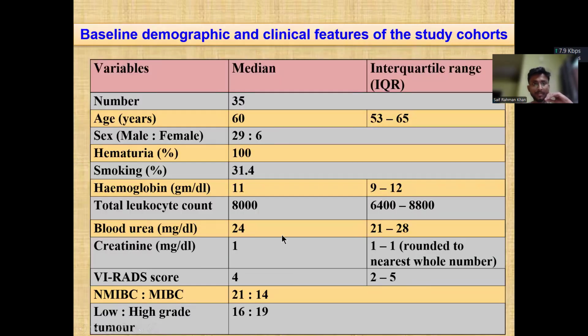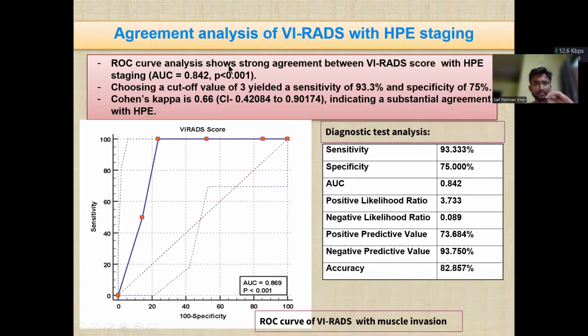Baseline demographic and clinical features of the 35 patients: 29 were males while 6 were females. Median age was 60. All patients had hematuria and 31% patients had a history of smoking. We also had the clinical parameters correlated. The median VI-RADS score was 4, while 21 had non-muscle invasive, while 14 had muscle invasive bladder tumor, and low to high grade tumor ratio was 16:19.